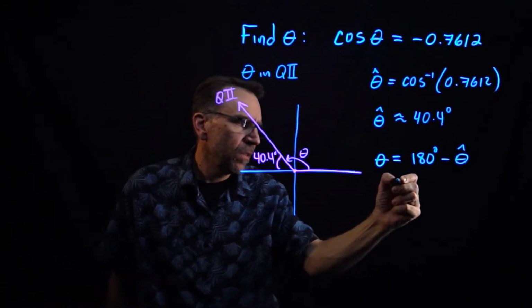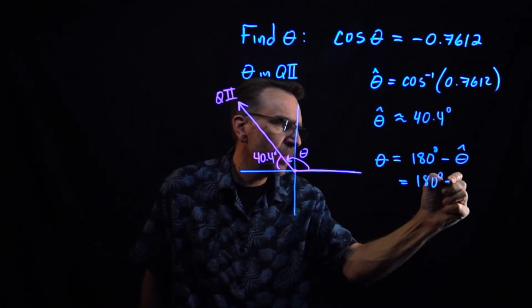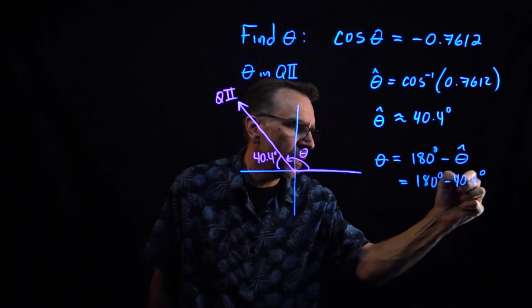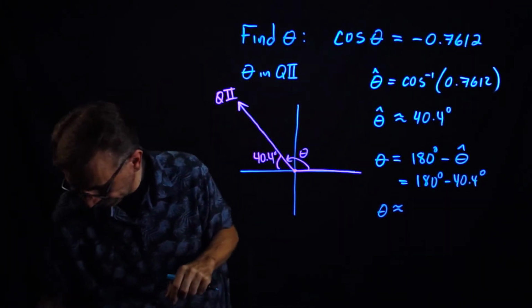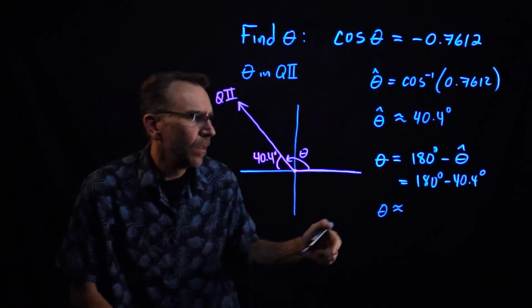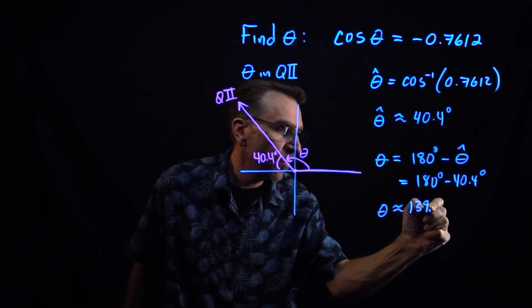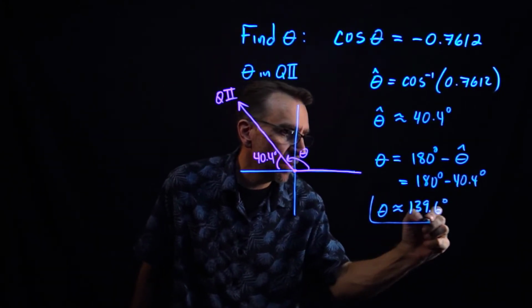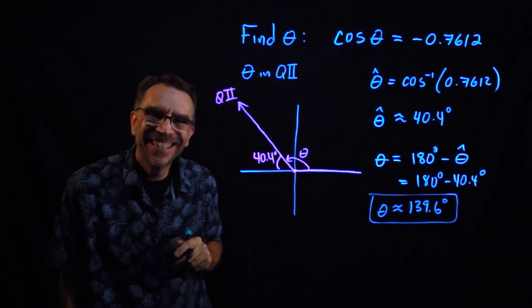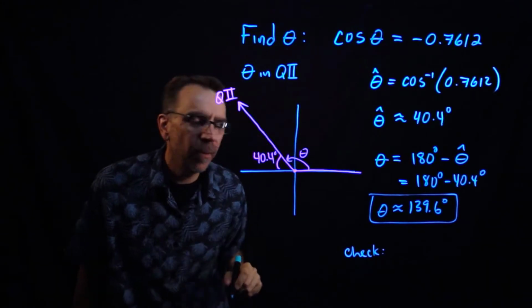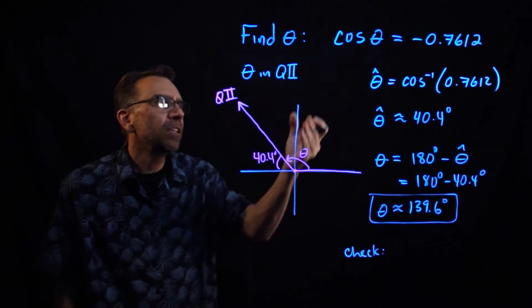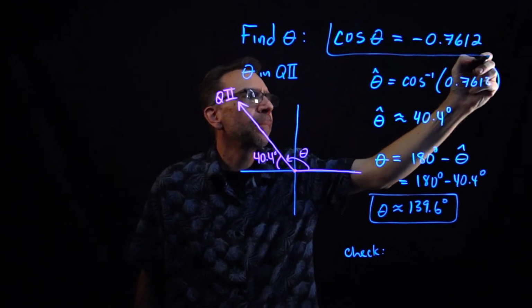Right? So in this particular case, we have 180 degrees minus 40.4 degrees. And so theta is approximately equal to 139.6 degrees. Right? So that's my answer. Now I can go ahead and check. No need to check, but it's always a good thing to check to make sure you got this right.